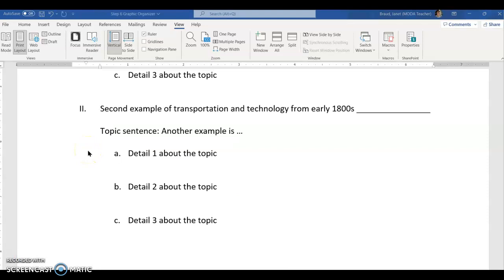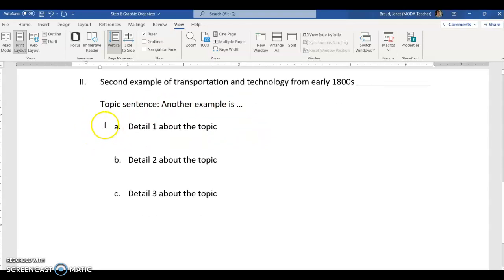Once you have your first example, you'll move on to your second example, a second example of transportation and technology from the early 1800s that you're going to talk about from your notes. You can transition with a topic sentence. Another example is, and write that as a sentence. And then again, you're going to have 3 details about that topic that you learned that include how it affected their lives back then and how it affects us today.